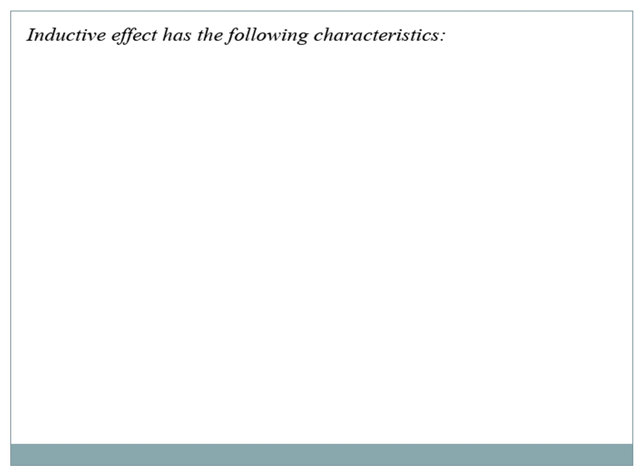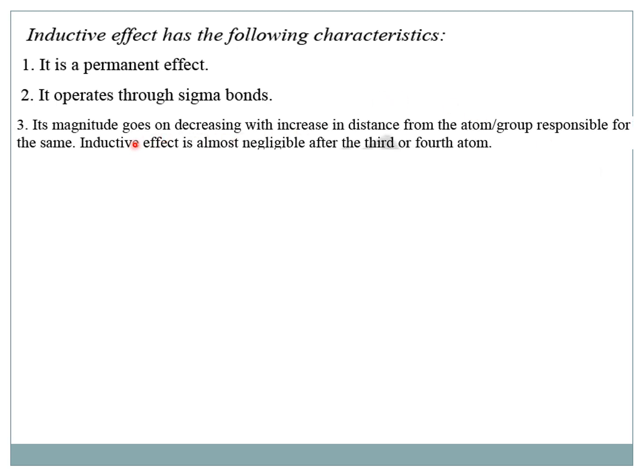The inductive effect has the following characteristics. It is a permanent effect. I have already said that whenever there is an electronegativity difference, the inductive effect arises, so it is a permanent effect. It operates through sigma bonds; only displacement of the sigma electrons takes place. Its magnitude goes on decreasing with increase in the distance from the atom or group responsible for it. Therefore the inductive effect is negligible for the third and the fourth carbon atom.